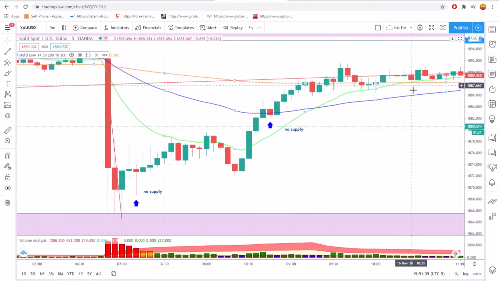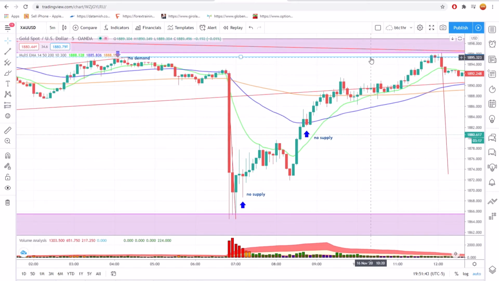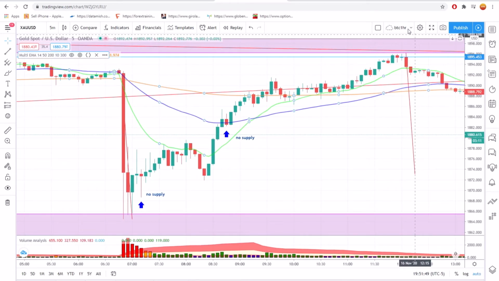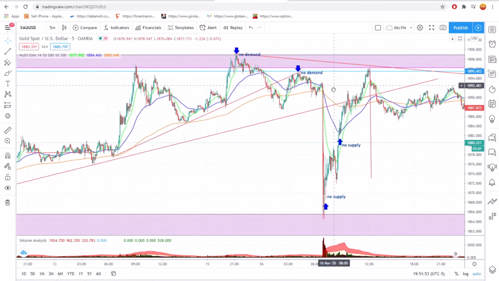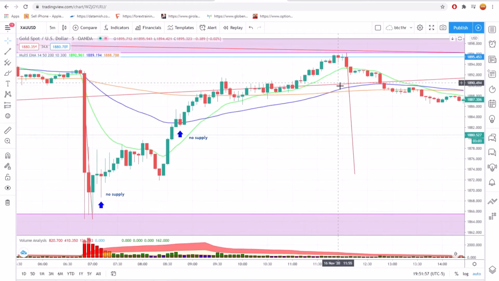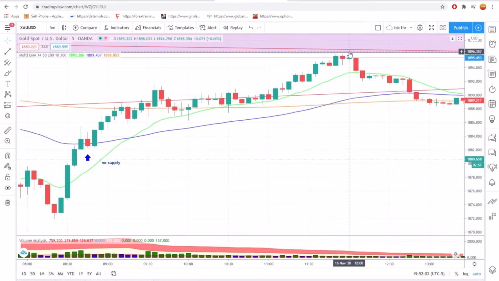And you can see we keep pushing. Now where did we come back up to? Again, we came back up to this previous demand area. Not a strong demand area, but we came back up to it. You can see here. This is mine. I have this drawn out. And we came back up to attempt it.